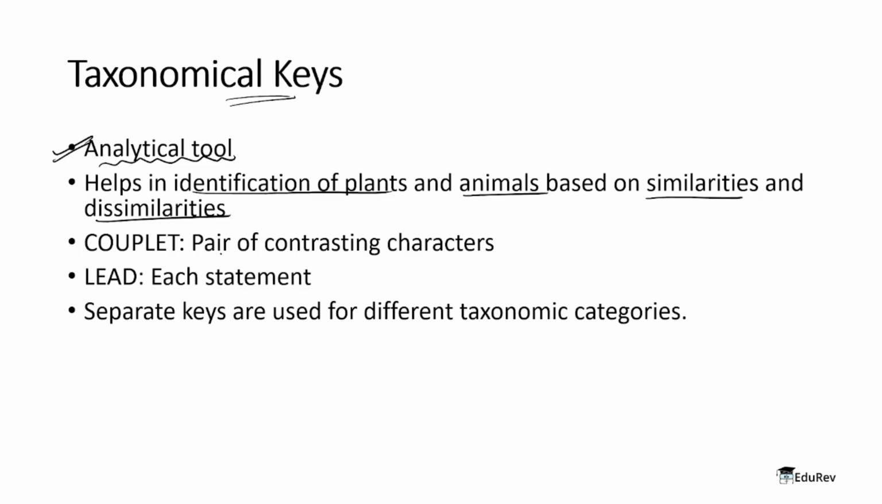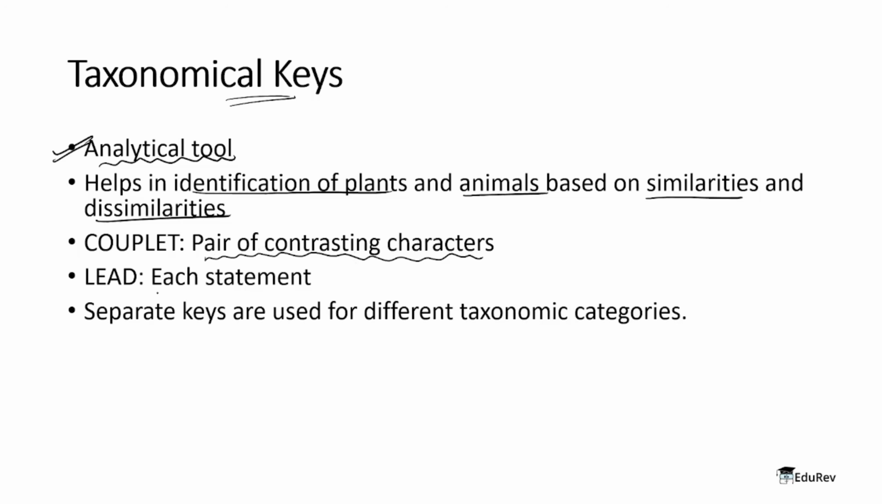So maybe the plant has fibrous roots or tap roots, or the animal has fur or no fur. These are a pair of contrasting characters which are called a couplet. And with that we get leads of each statement to follow through, and then separate keys are used for different taxonomic categories. Let's understand it with an example.